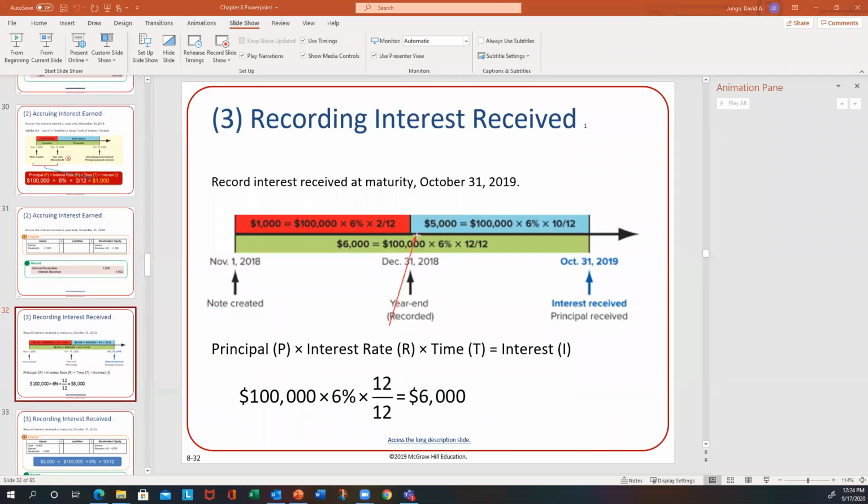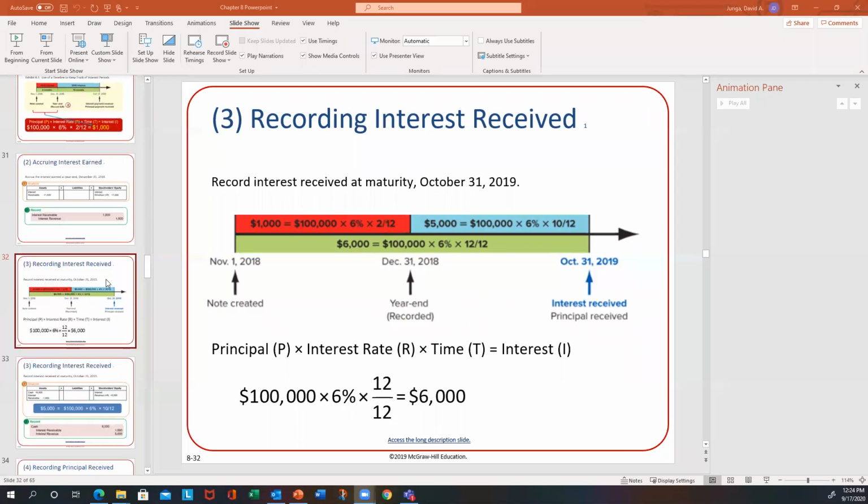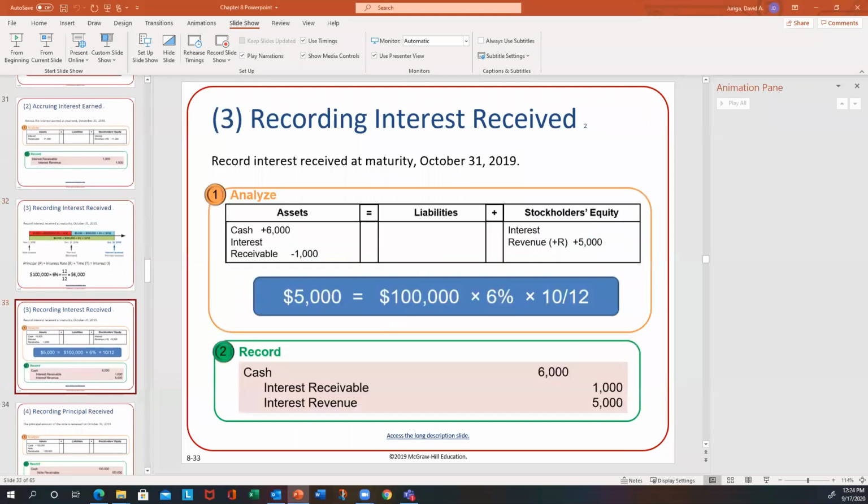They're showing you here from January 1 through October 31st, how you calculate the rest of the interest, which is simply the 10 over 12. So that's 5,000. So in total, we're going to get $6,000 of interest. We know that. And so if we don't actually get that interest till October 31st, then let's show you the calculation of the journal entry in terms of how you would record that.